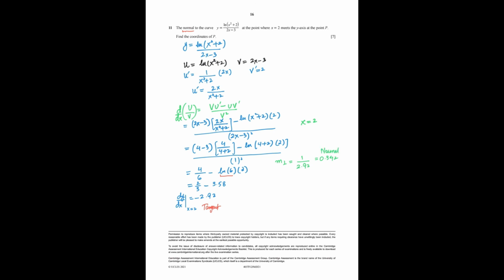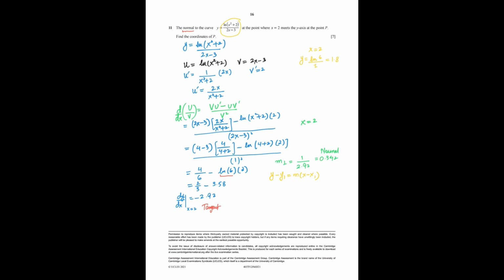Alright. Now we need to find out the equation of this normal here. So we have the working formula of y minus y1 equals to m(x minus x1). The coordinates of x1 and y1 we can easily find out. When x is equals to 2, we need to find out the value of y. So y is equals to, I am placing the value of x in this equation. So y equals to ln of (2 square is 4 plus 2, 6) divided by (2 2s are 4 minus 3 leads to 1). So y equals to ln 6, right? And the numeric value for ln 6 equals to 1.8.